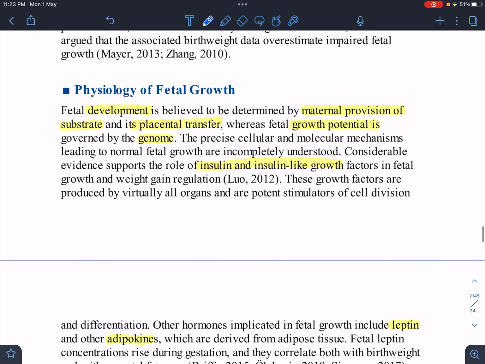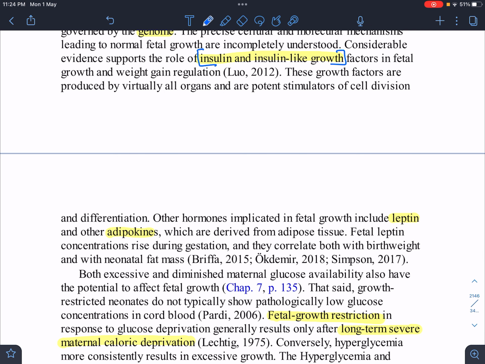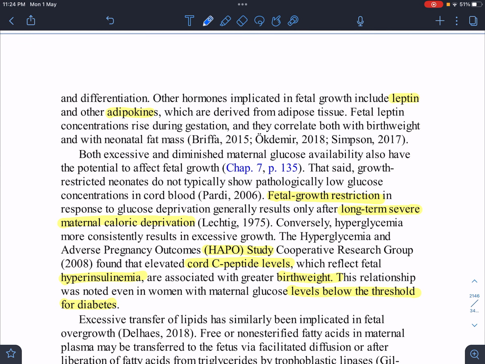Now, what is the physiology behind fetal growth? There are multiple factors to it: maternal provision, placental transfer, and the fetus's own growth potential. The role of insulin-like growth factors is very important here, and it's not really understood well. These growth factors are produced by all organs, and one more hormone involved is leptin, and adipokines, which are derived from adipose tissues. Fetal leptin concentrations rise during gestation and correlate with birth weight and neonatal fat mass.